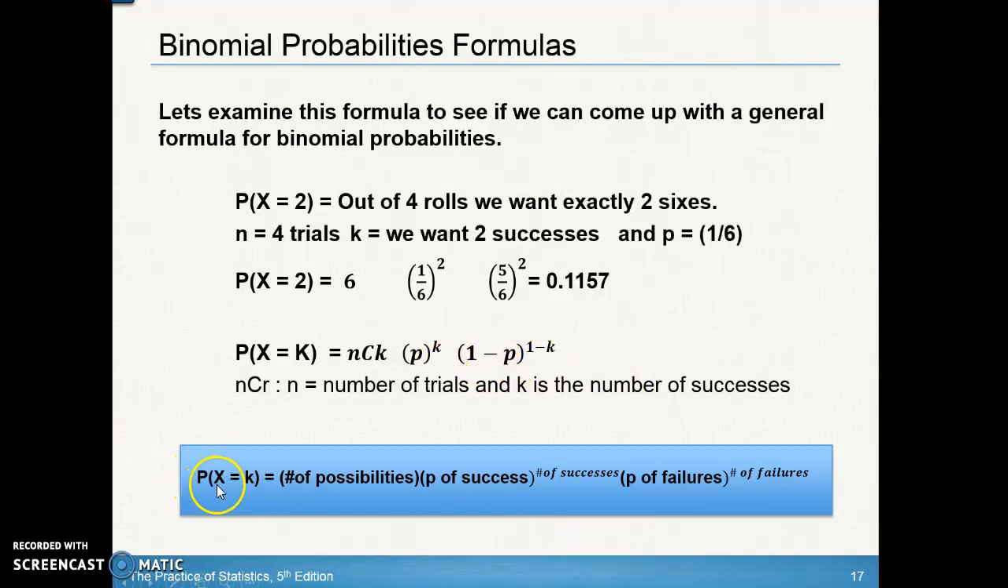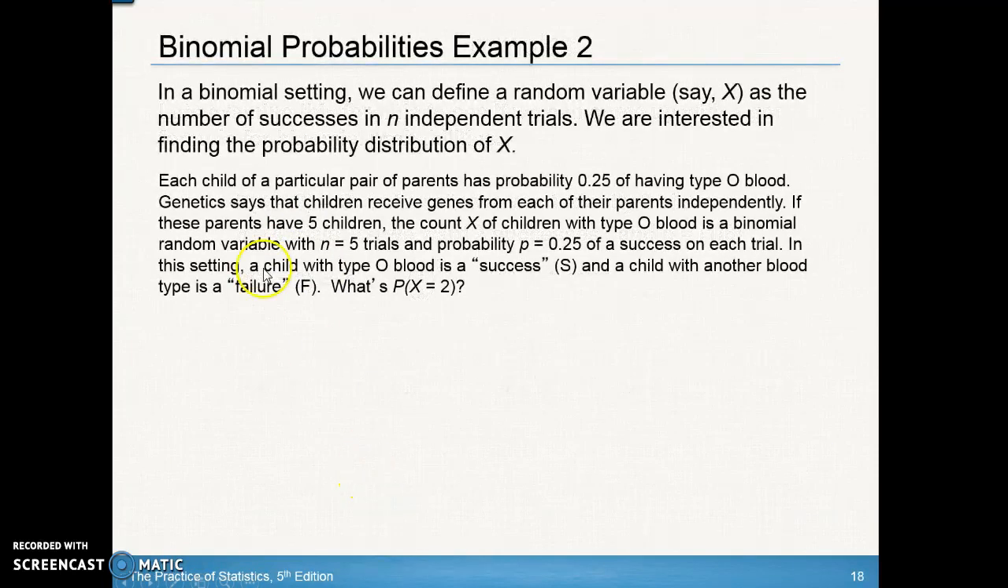So if we have the probability that x is equal to k, it's the number of possibilities, the number of ways that I can get 2 successes, times the probability of success raised to how many successes I want, times the probability of failure raised to the number of failures we want. So this number of possibilities is just the combination of the number of trials and the number of successes that we want, and that will tell us how many possibilities that we have. All right, so let's try an example of this.